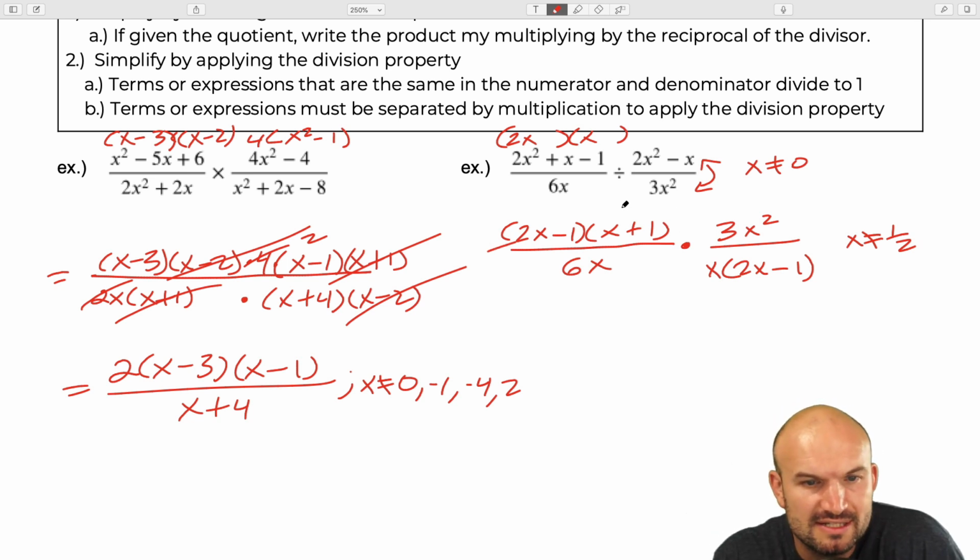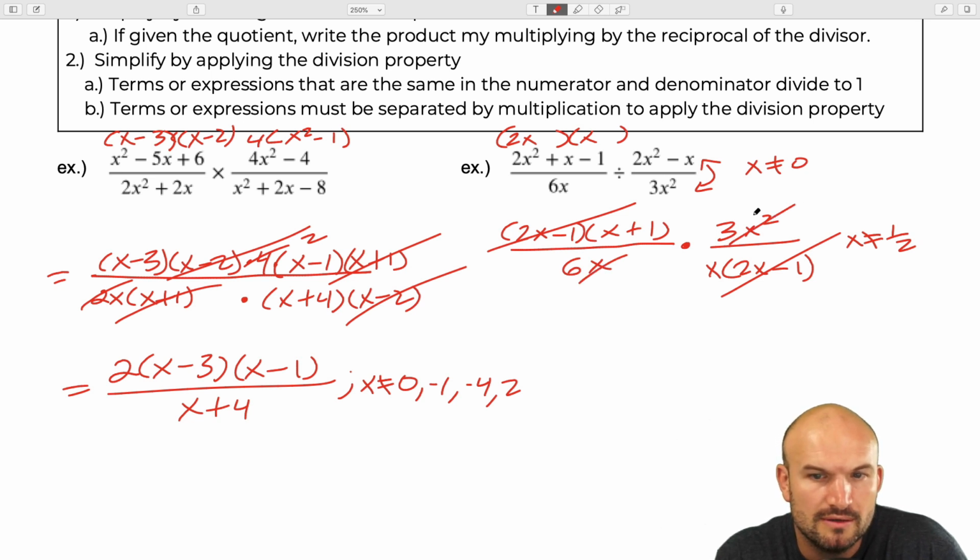In terms of simplifying this, the 2x minus 1s, those will divide out. The x divides into an x squared.